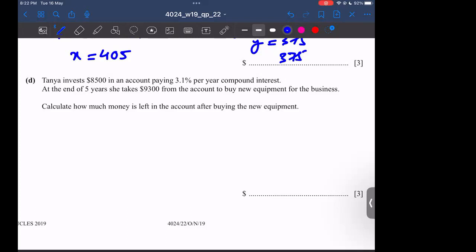Okay, so this one is the principal amount that she invests. This one is the rate. And after 5 years, since this is the time over here, she takes $9,300 from the account to buy new equipment for the business. It means this $9,300 is the final amount. Okay, this is not the final amount. It says calculate how much money is left in the account after buying the new equipment. So the final amount is still unknown. She has only taken up the amount, that is $9,300 from the account.